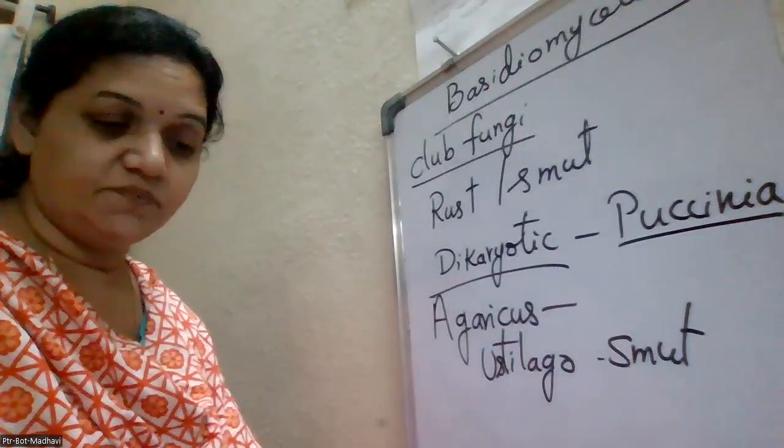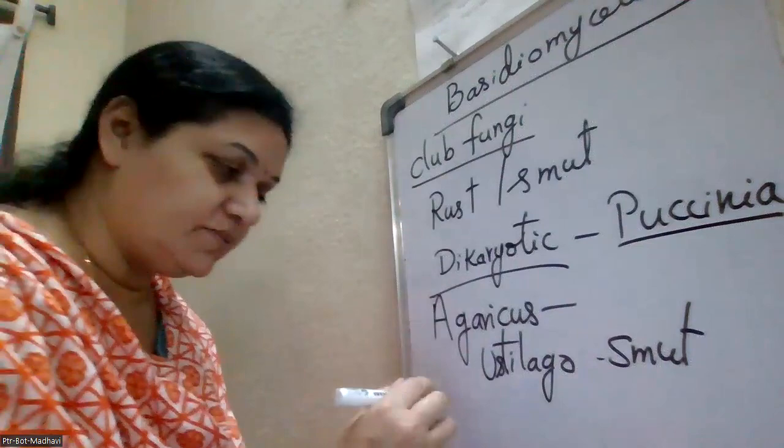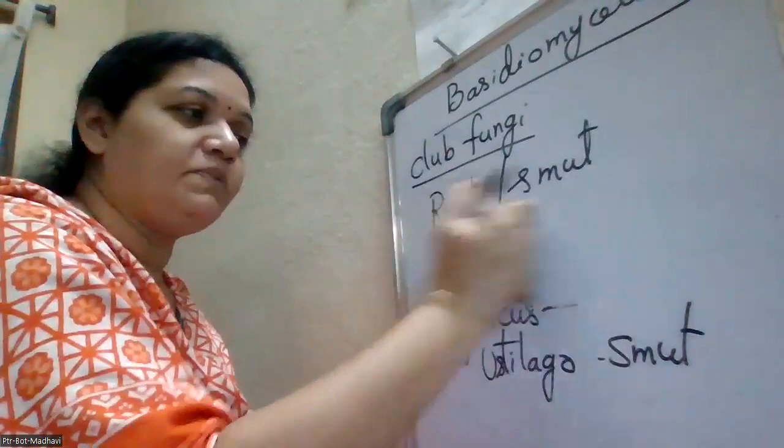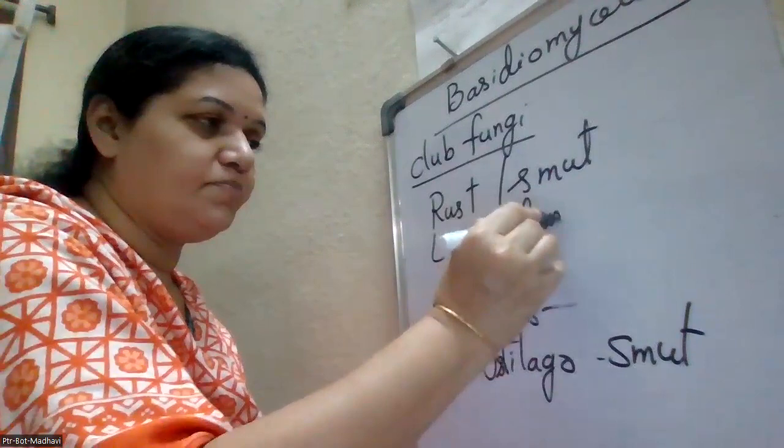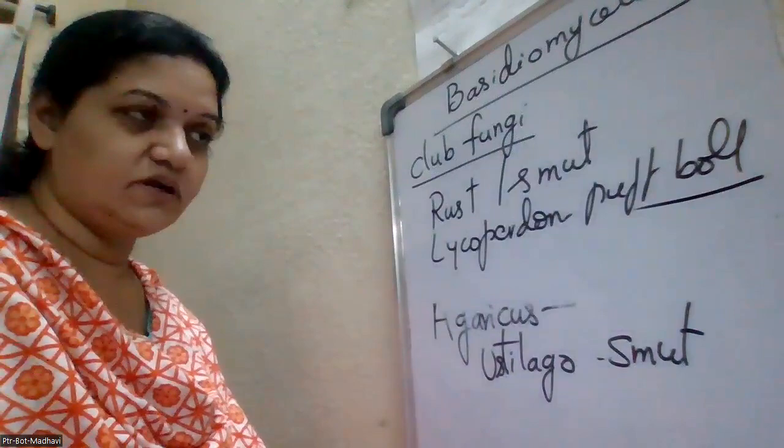And another one is the Lycoperdon, that is the puffball. The common name for this is the puffball. Like this, the different organisms will be there.